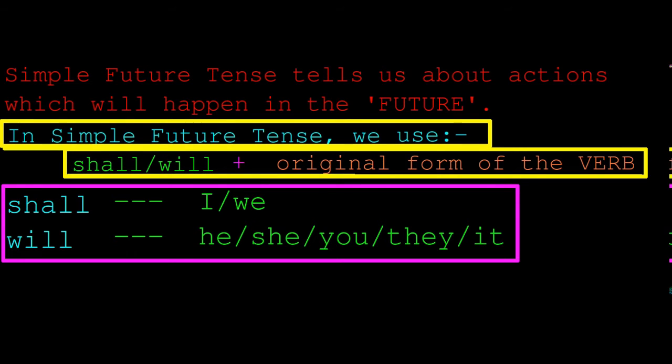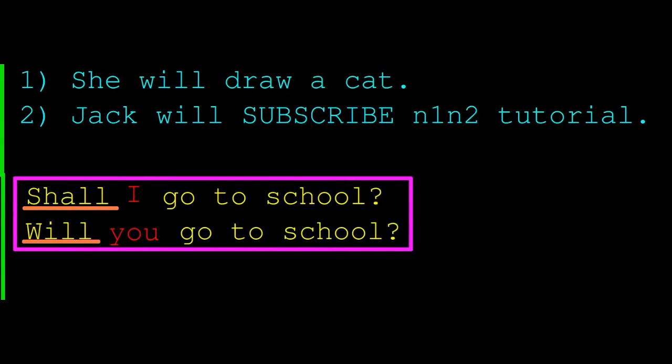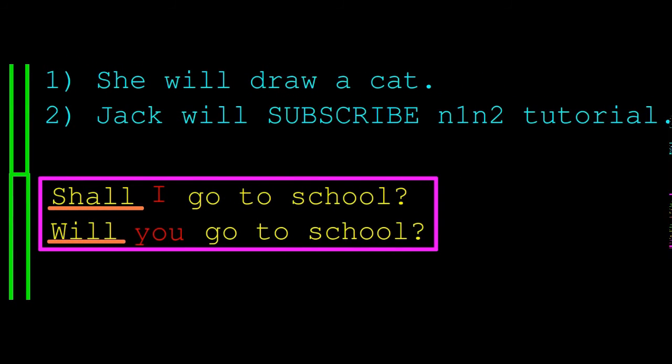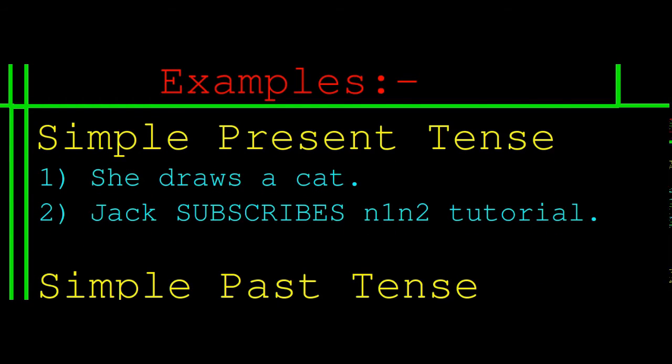Now, I will be giving you some examples of the simple form of the tenses we have done now. Examples. Simple present tense. She draws a cat. It means it is happening in this present time. She is drawing a cat now means it is happening now. This action is taking place now.